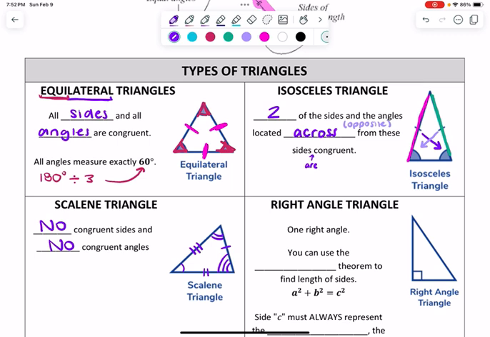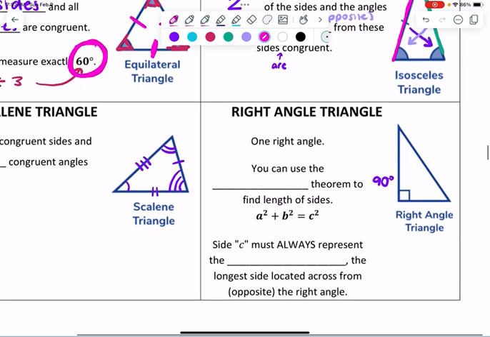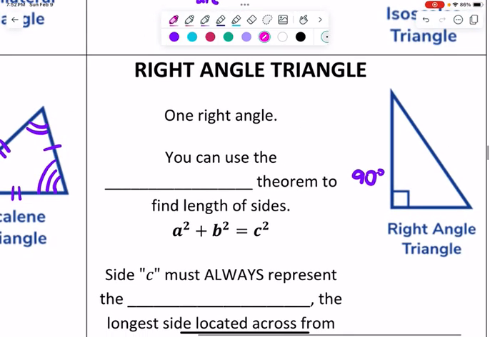Because in a right angle triangle, I have one right angle, and a right angle measures 90 degrees. But in an equilateral triangle, all of our angles should measure 60 degrees. So just by definition alone, I can't be equilateral because it's not possible to have a 90-degree angle in an equilateral triangle.